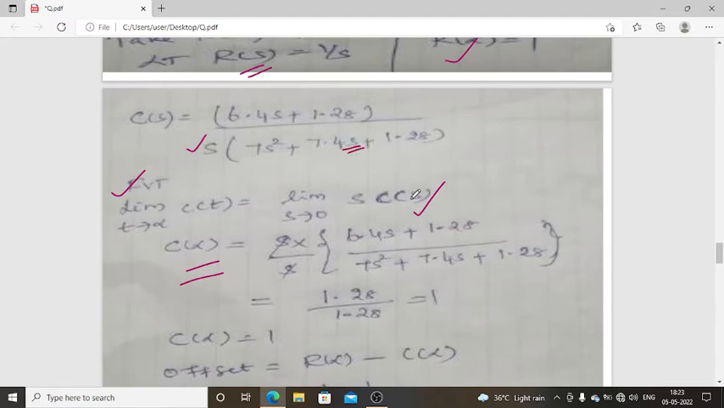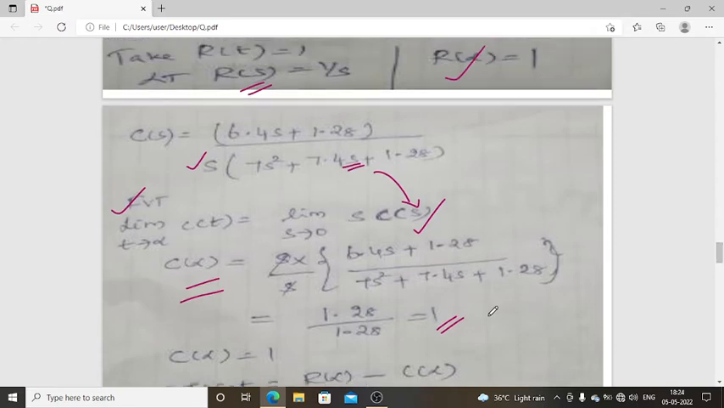Substitute this expression here, s into this expression, right? (6.4s plus 1.28) divided by s into (7s squared plus 7.4s plus 1.28). So s are cancelled here. Finally, after substituting the s value, numerator term 1.28 divided by denominator term also 1.28, we get C of infinity is equal to 1.